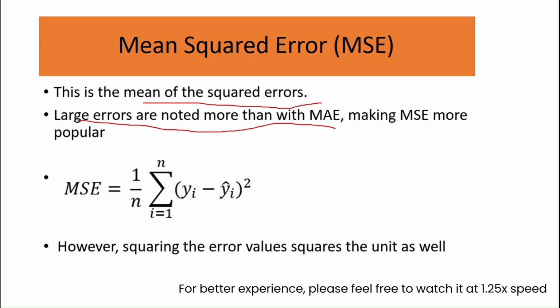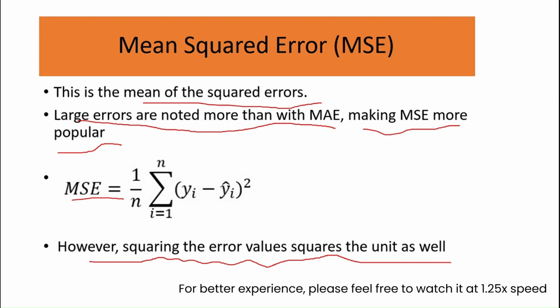Here large errors are noted more than MAE, making MSE more popular, because let's say if you have an error of 2, the square of that would be 4, but if you have an error of 3, the square of that would be 9. So for larger errors, MSE will give us larger values. Using MAE for 2 and 3, we would have gotten an average of 2.5. But here once you square it, the square of 2 is 4, the square of 3 is 9. Together they give us 13 divided by 2, that would be 6.5. So MSE will give us larger errors.